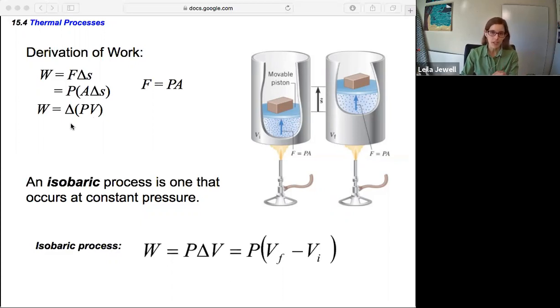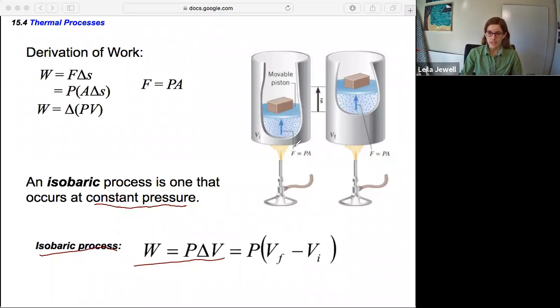But our isobaric process is one that occurs at a constant pressure. So if it's a constant pressure, we can pull the pressure outside of the delta, and we can calculate the work for an isobaric process with pressure times the change in volume, which you could write as P delta V, or P times V final minus V initial. And it is, again, a final minus an initial in this instance, in that we will get positive work if it expands, and we'll get negative work if instead the system is compressing.